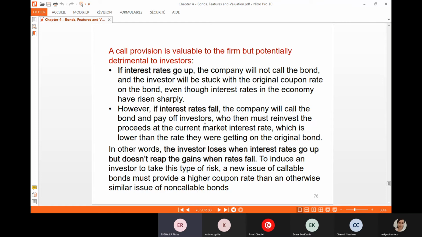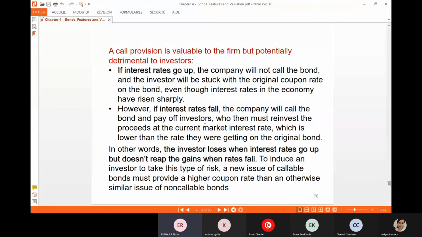Will the investor receive the new interest of the market? Of course not. The investor will receive the original coupon rate that was agreed when he bought the bond. So even when the interest rates in the economy are rising, the bondholder will still receive the old interest, which is the coupon rate of the bond. So when interest rates go up, the investor will not receive any additional return.